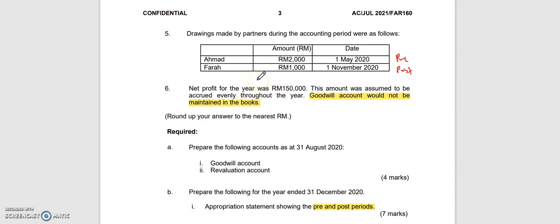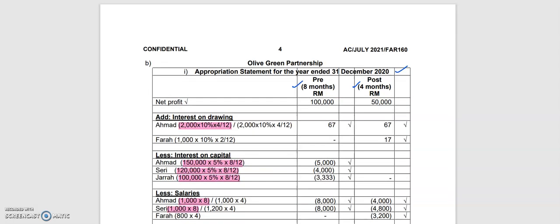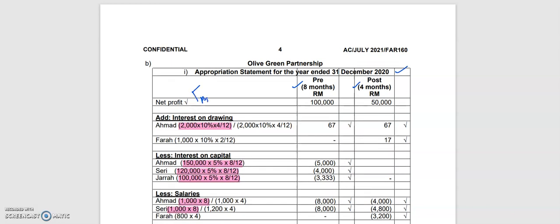Okay, back to information just now. The net profit for the year was 150,000. Therefore, when you prorate for 4 months, okay, let me show you the working. When you prorate 150,000 times 4/12, you will get 50,000. Is it correct? So you do the same thing working for pre. Okay, for pre, 150,000 times 8/12.